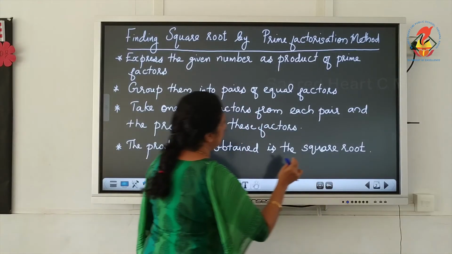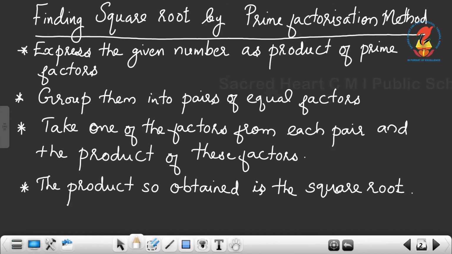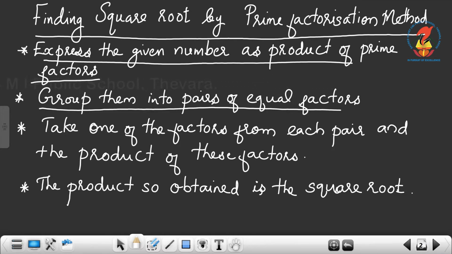Then the product will be the square root of the given number. Now look at here, I wrote the steps. First step, express the given number as a product of prime factors. Then next step, group them into pairs of equal factors. You have to group the prime factors into pairs of equal factors or equal numbers.